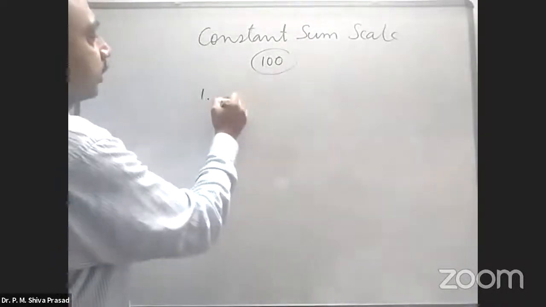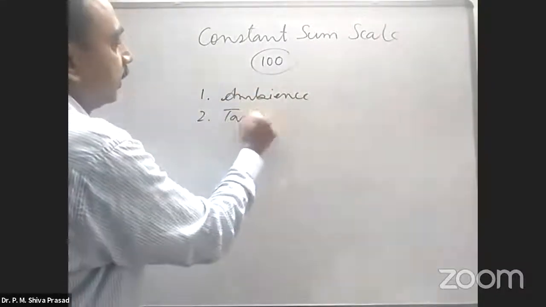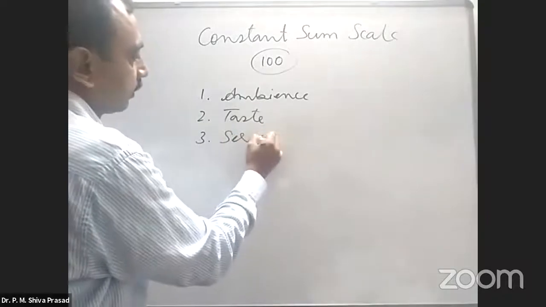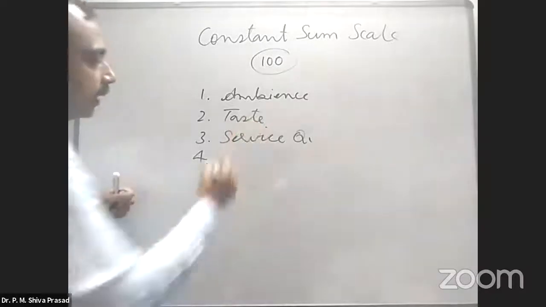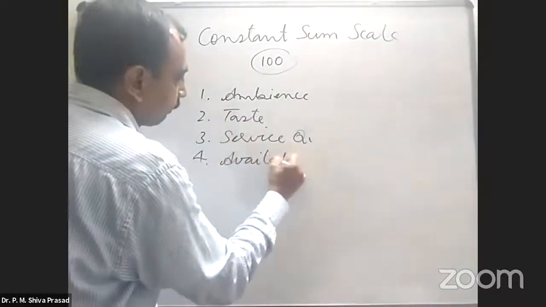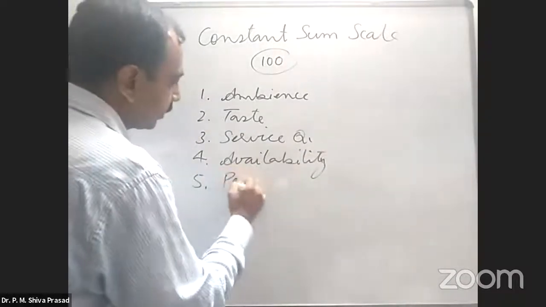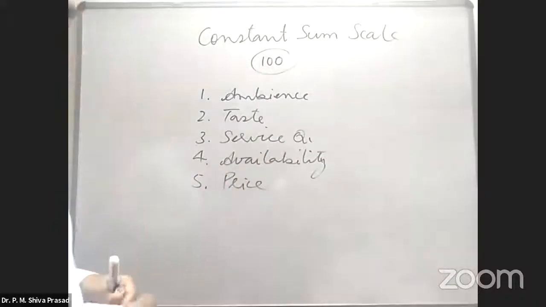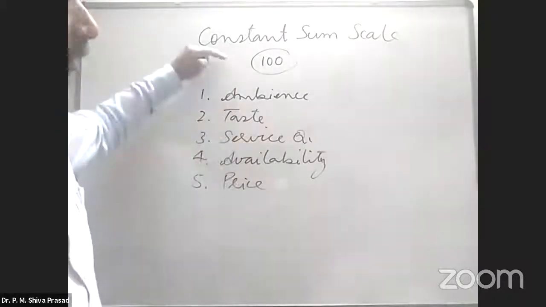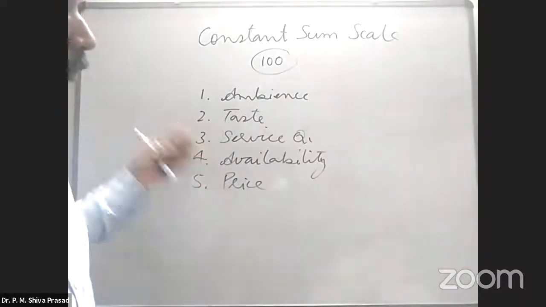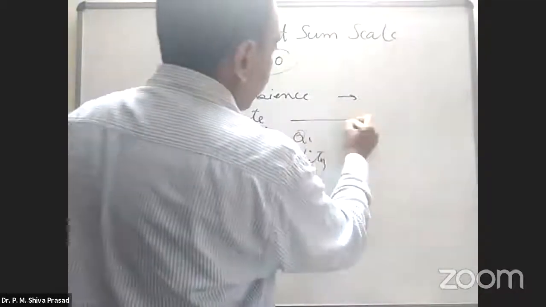Say, what we do is ambience, taste, service quality, then what else? Availability of food, then price. Let us assume these 5 attributes or variables are being used to measure the customer satisfaction towards a canteen. Then what we do is we will request them to divide 100 points.